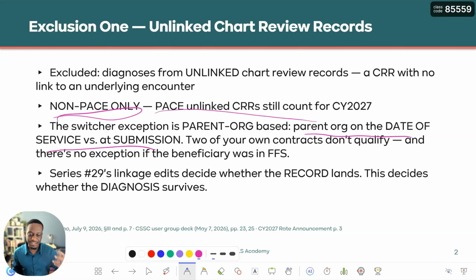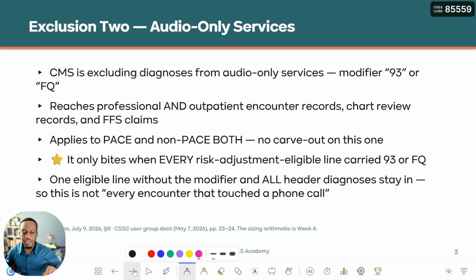There's also linkage edits that decide whether the diagnosis survives or does not survive. And you want to keep all of these in sync as you think through diagnosis on unlinked chart review records, going through initial and also preparing for mid-year. Exclusion number 2, CMS is excluding diagnosis from audio-only services, modifier 93 or FQ. This reaches professional and outpatient encounter data records and chart review records in fee-for-service, and that applies to both PACE and non-PACE, as compared to the other one, which was only for non-PACE programs. This applies to both PACE and non-PACE.